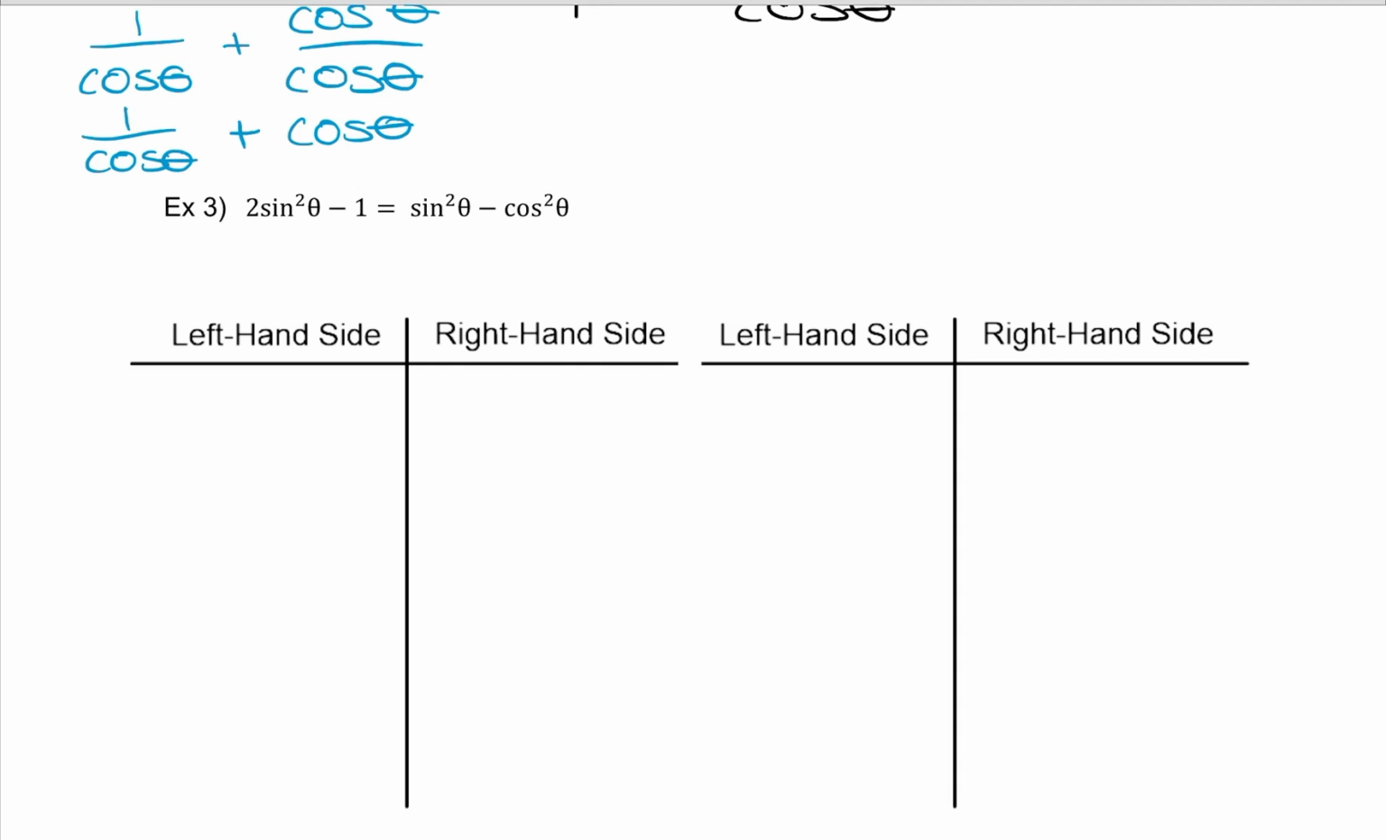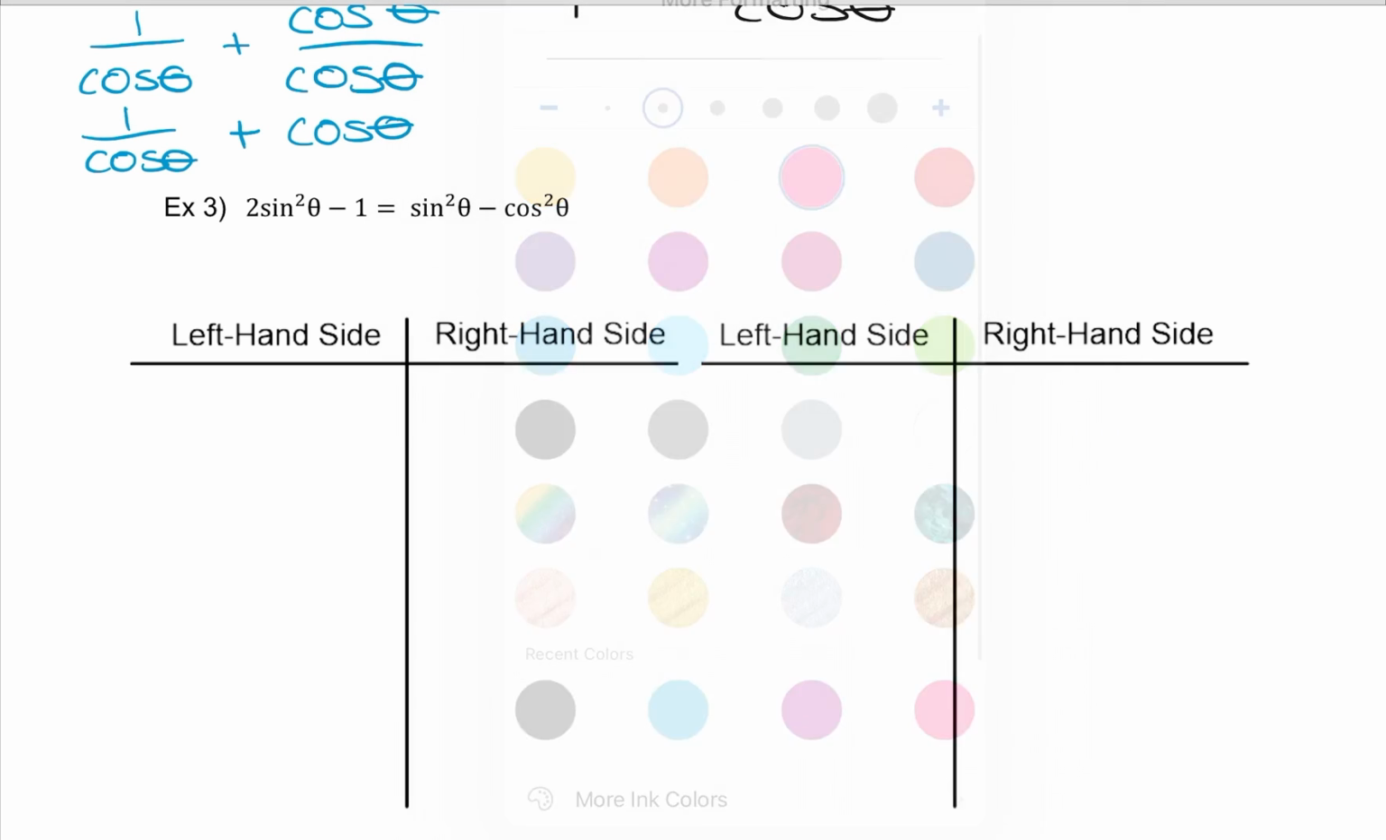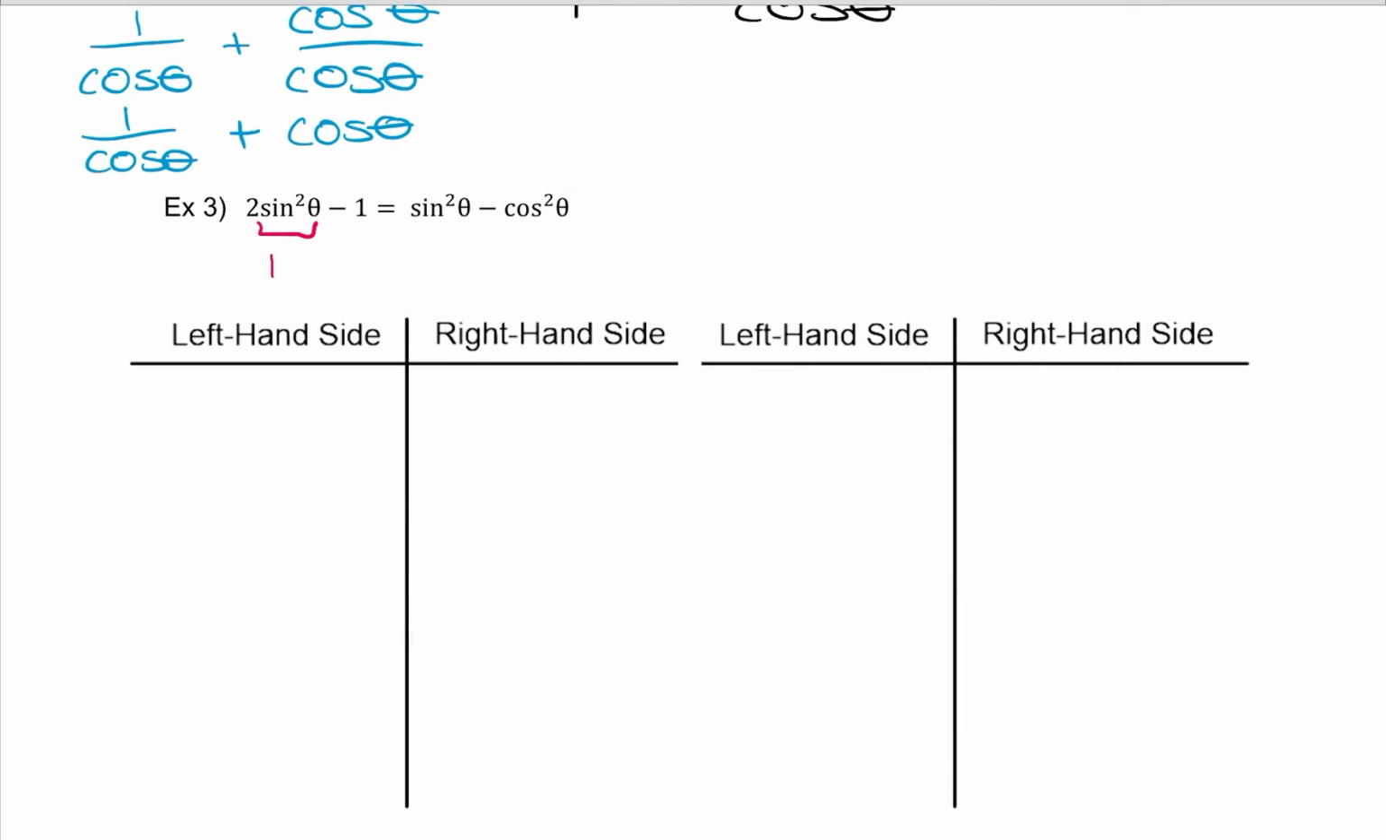Okay? So I'm going to start with working with both sides. And again, I'm just going to notice that this sine squared theta, just like above, I can change it to 1 minus cos squared theta. So let's go ahead and do that. So this becomes 2 times 1 minus cos squared theta minus 1. And I'm going to kind of just keep working with this side until I feel like I have it simplified, and then I'll jump to the right-hand side. I'm going to distribute the 2.